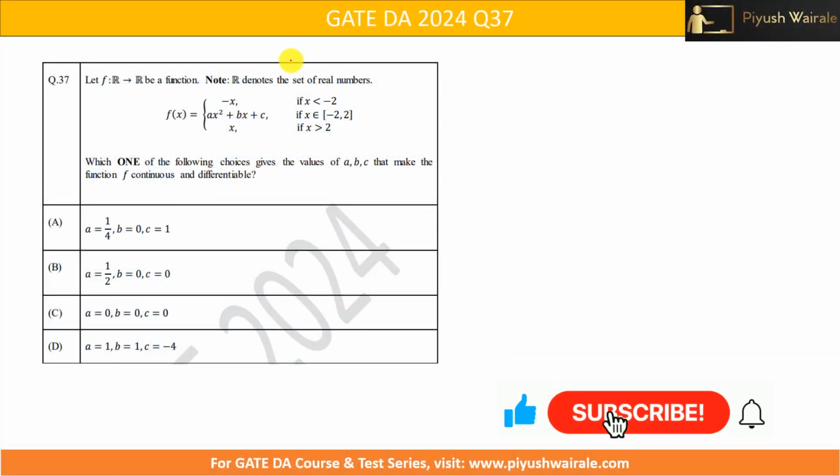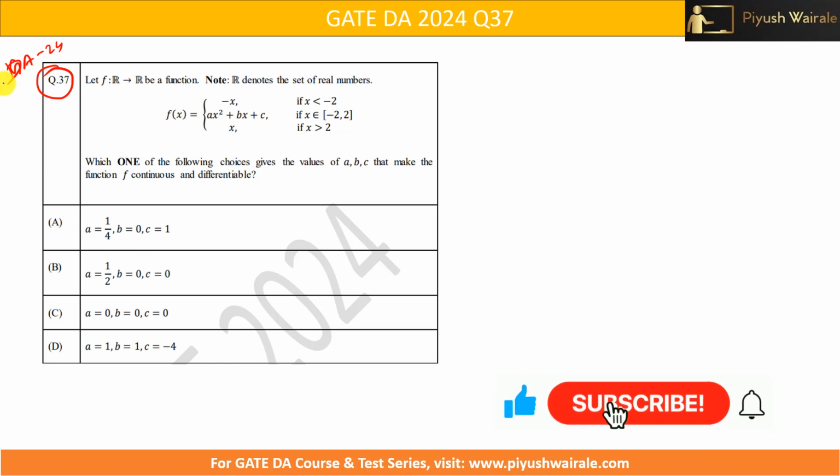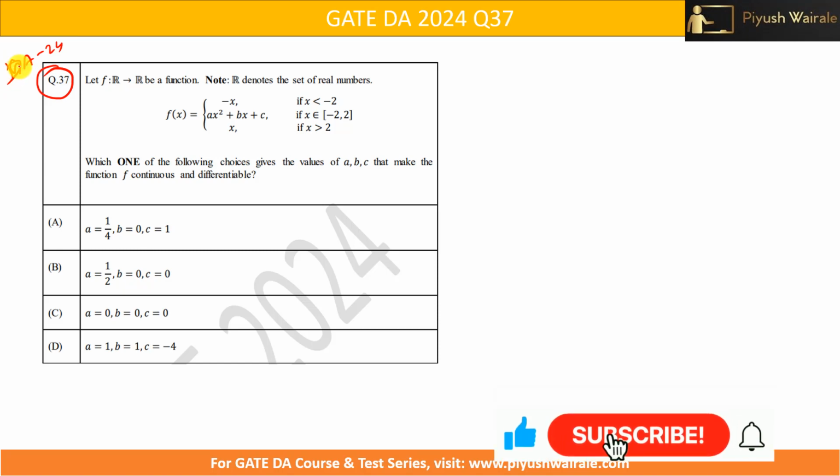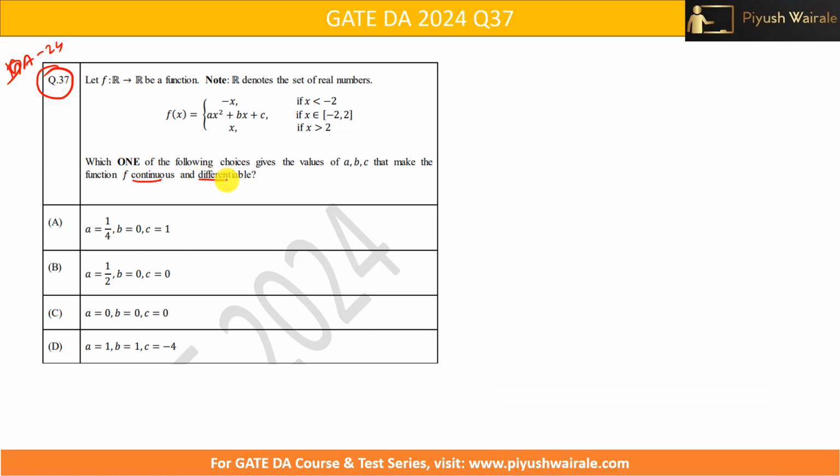Hello everyone. In this particular video, we are going to discuss question number 37 of the GATE DA 24 exam. This question is based on continuity and differentiability.